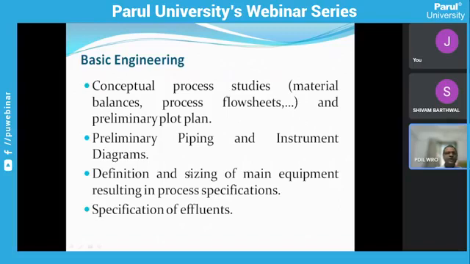Basic engineering is basically conceptual process studies, material balances, process flow sheets, preliminary plot plan, preliminary piping and instrument diagrams, definition and sizing of main equipment, resulting in process specifications and specification of equipment. So this is the scope of basic engineering. You need not do the entire system. You have to do the conceptual part. You have to start the job, and the fundamental concepts are defined at basic engineering.